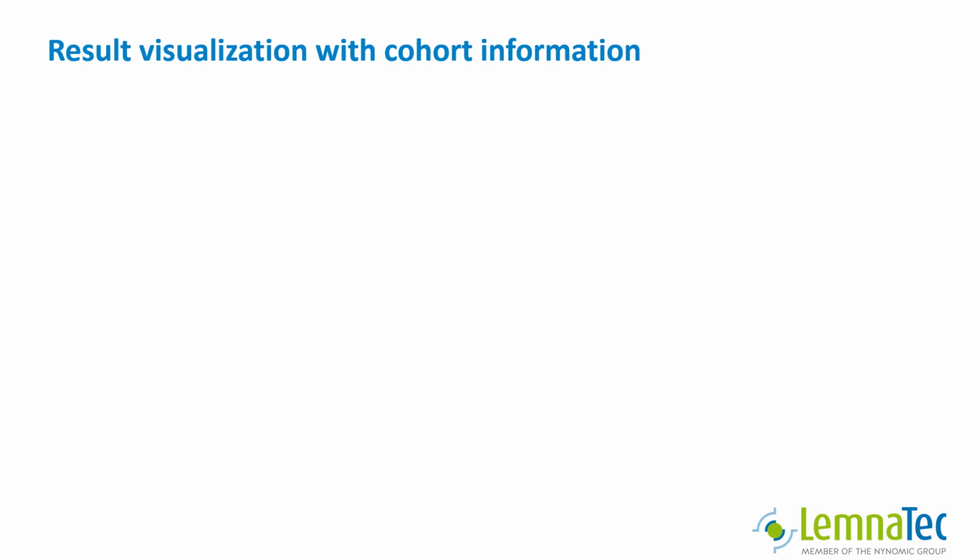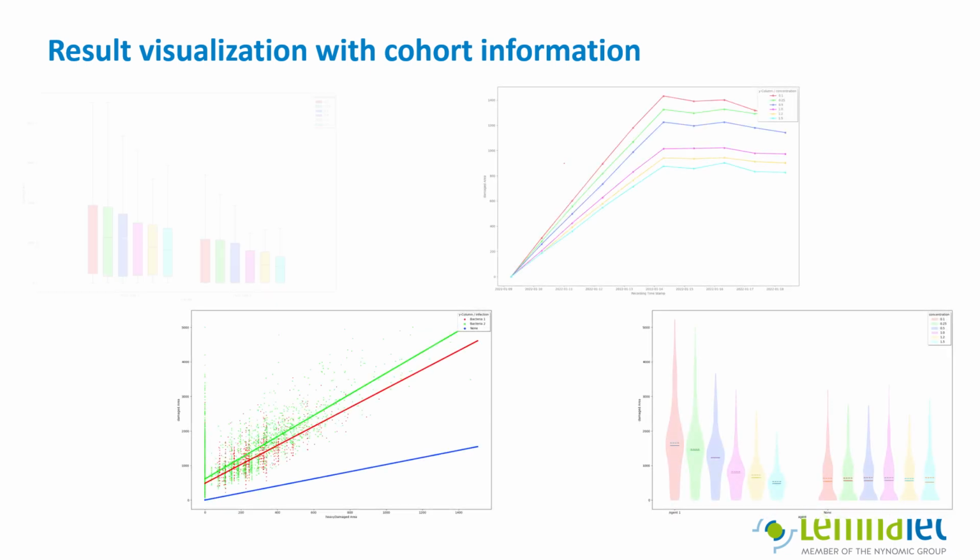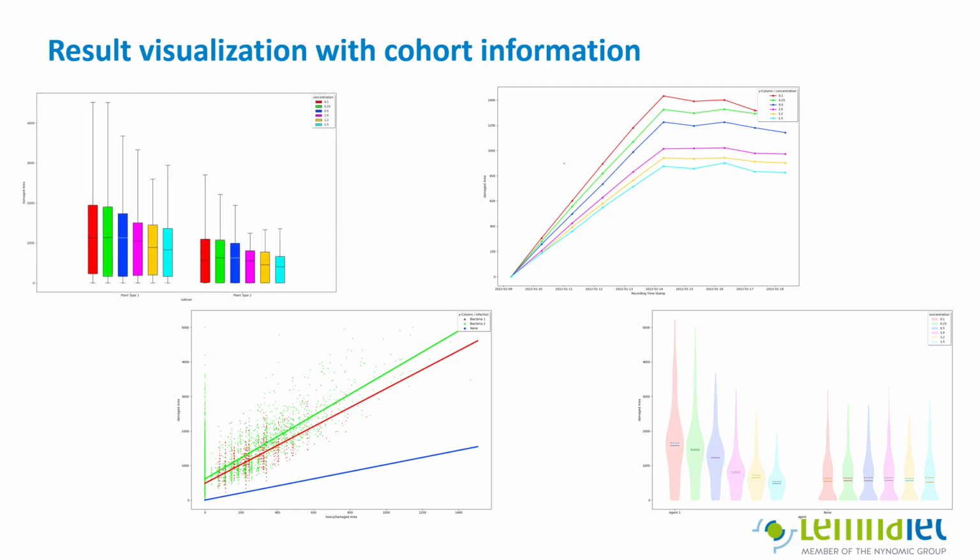If you combine the information that defines your cohorts with the measured data from your analyses, you could create graphs like this. We created these graphs on the Graphs and Plots page in LemnaExperiment. In LemnaExperiment, we call this information sample annotations, and they are stored in the database alongside the measurement results. But how do we get this information into your LemnaExperiment database?